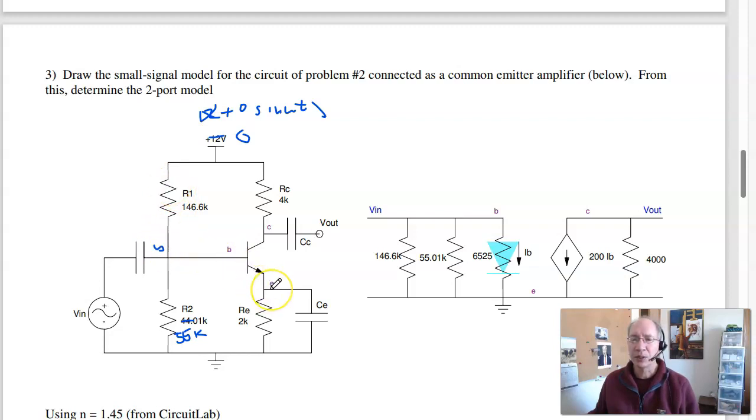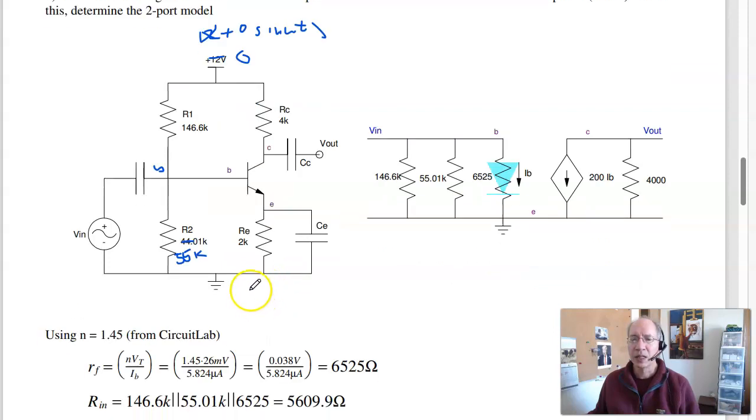Base goes to emitter through a diode. The diode is N VT over IB, assuming N is 1.45, 25 ohms. 1.45 depends upon the diode. This is what Circuit Lab uses. Okay, it takes me to the emitter. The emitter is tied to ground through the capacitor. The emitter goes to collector through beta IB, and collector goes to ground through 4K. So here's the small signal model for that circuit.